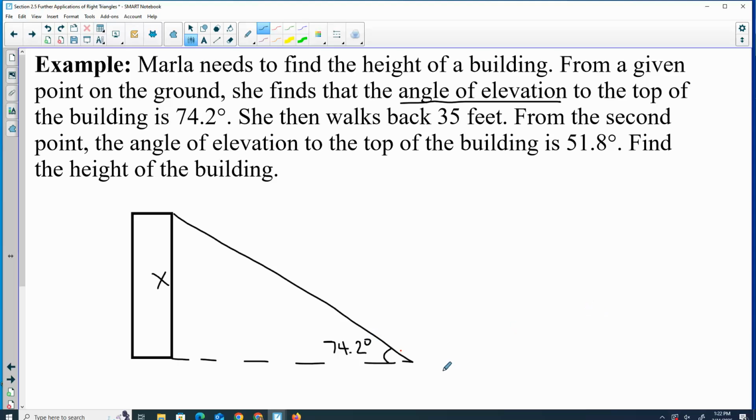She then walks back 35 feet. So she was here. Now she is going to step further away from our building and look at a new angle. This distance is 35, from here to here. From the second point, the angle of elevation is 51.8 degrees. Find the height of the building.